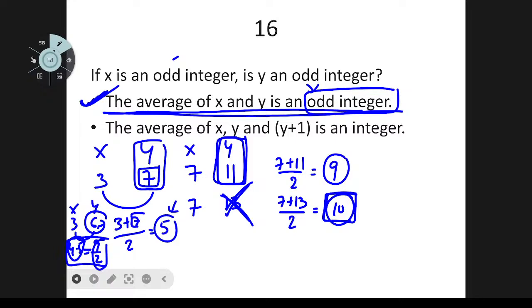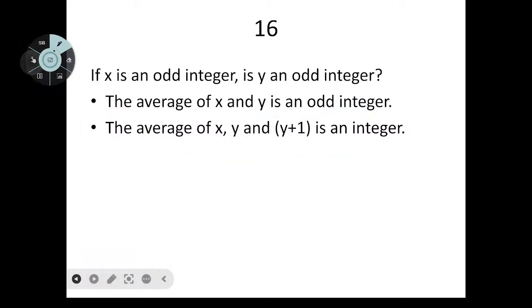Here also y is definitely odd. Then only it will happen. Otherwise it will not happen. That's what you need to understand. I hope every one of you is getting it. So by using the first statement, I can get to the answer that y is odd.